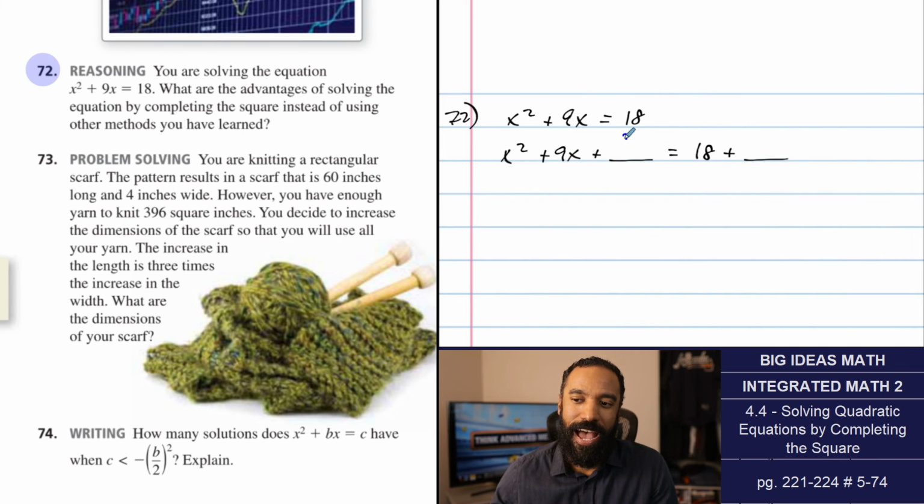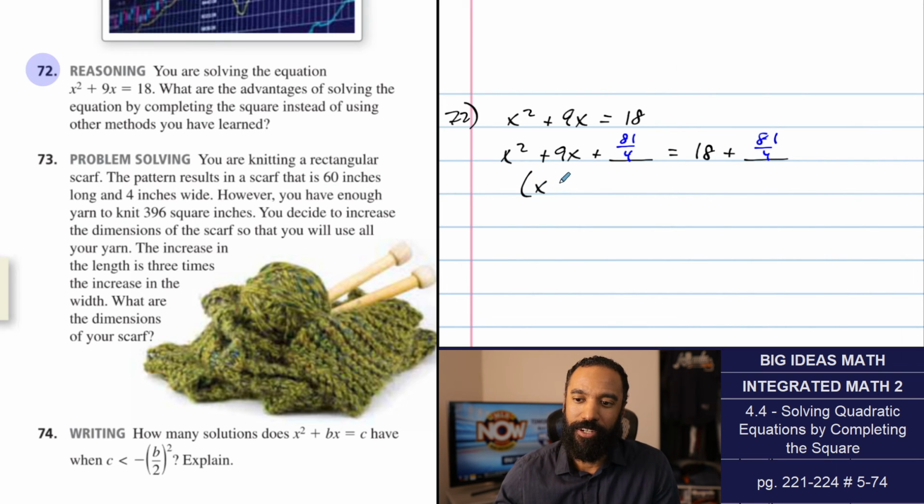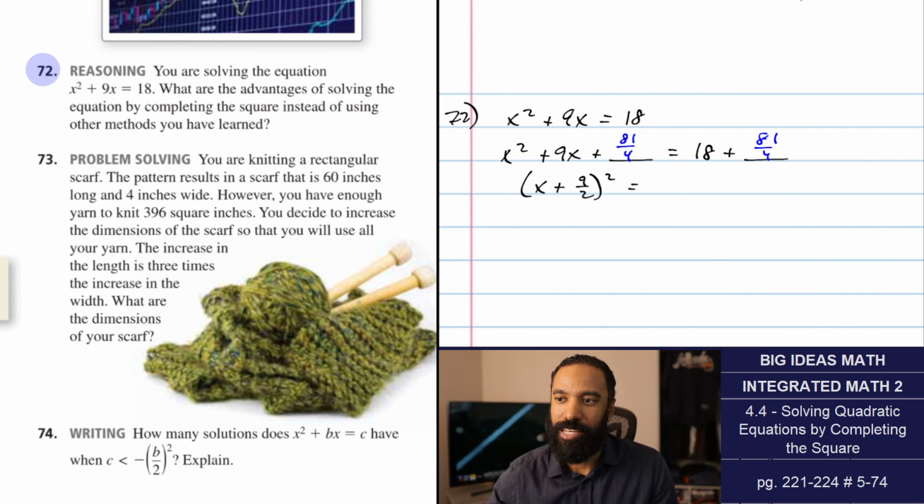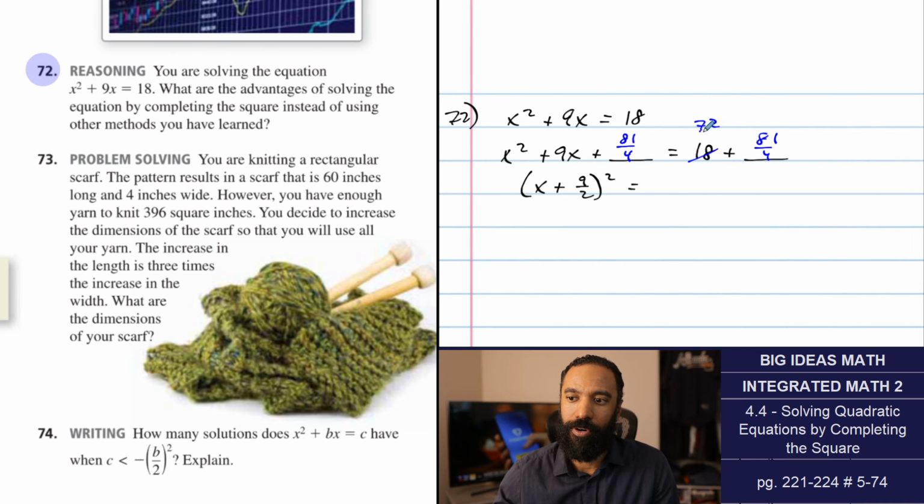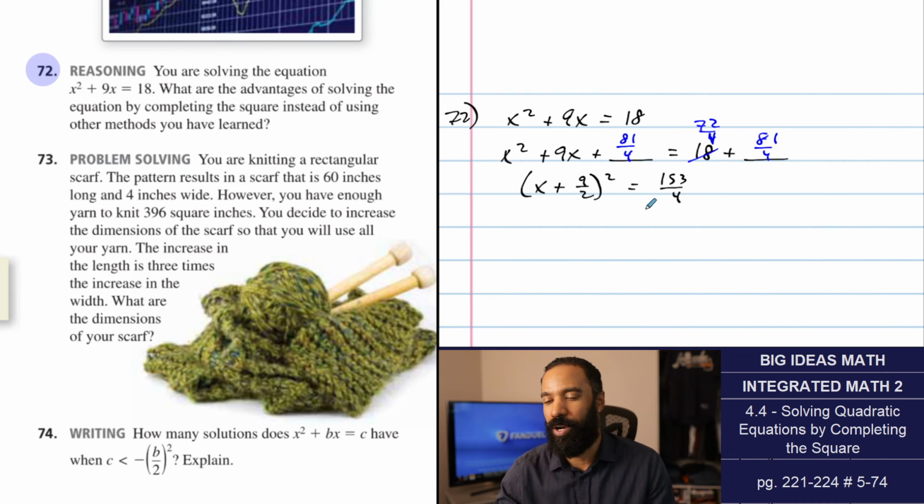9 divided by 2 is 9 halves. Squared is 81 over 4. So we got 81 over 4 going on both of these. This will factor down to x plus 9 halves squared. And 18 is also 72 over 4. And 72 over 4 plus 81 over 4 is 153 over 4. Definitely not factorable. That's not a perfect square.